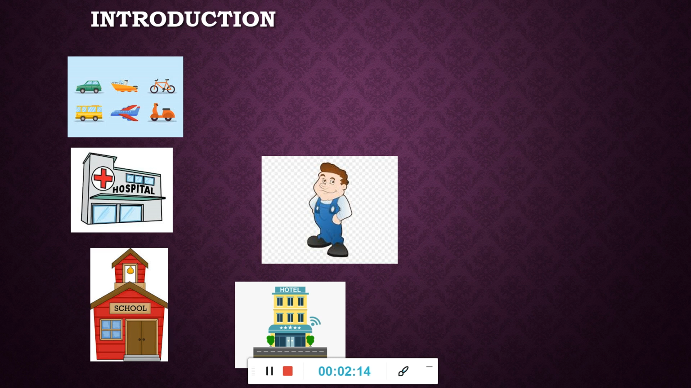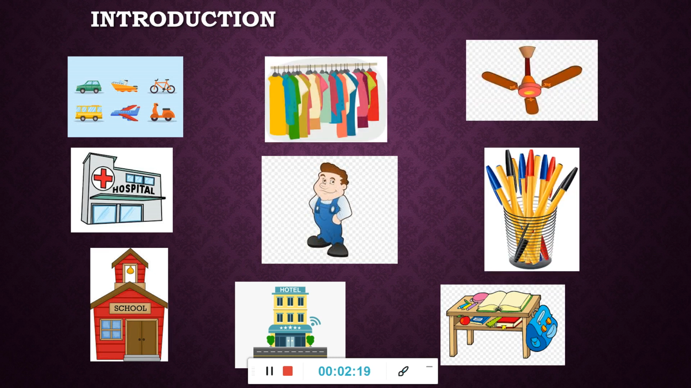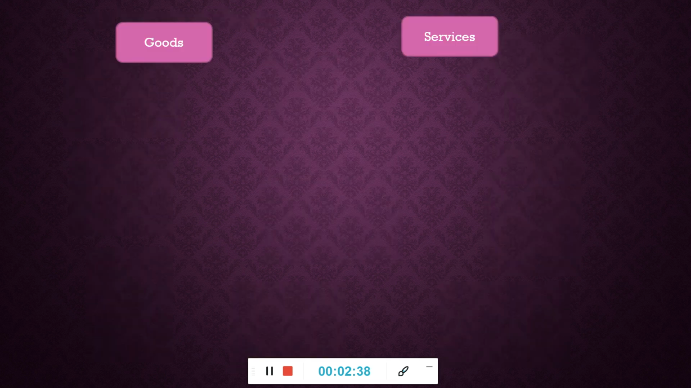Now I'm going to show you the goods part, that is clothes, fans, pens, desk, bag, books, anything you can feel, touch, and use, which you are going to carry here and there. It is called goods. Now we will move to the next part, goods and services. The goods you can feel, you can touch, you can have with you, but the services you cannot have with you. You are just feeling it, you are consuming it, but you are paying for that.